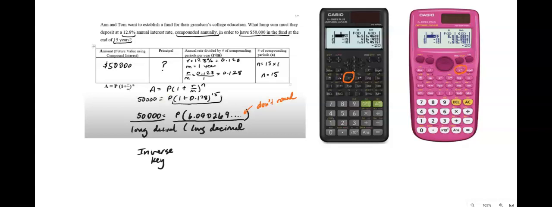We are not going to divide 50,000 by that long decimal. What you're going to do instead is leave that long decimal in your calculator window, okay? And then you're going to divide by 50,000. So press your division button, then 50,000, and then press the equal key. After that, you're going to use the inverse key, so you'll press your inverse button. And after pressing the inverse button, then you will press equal.